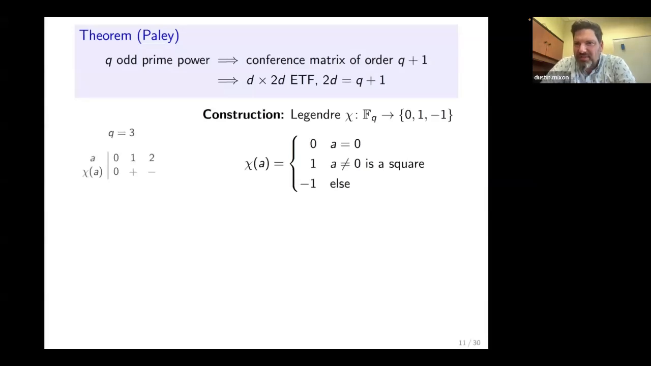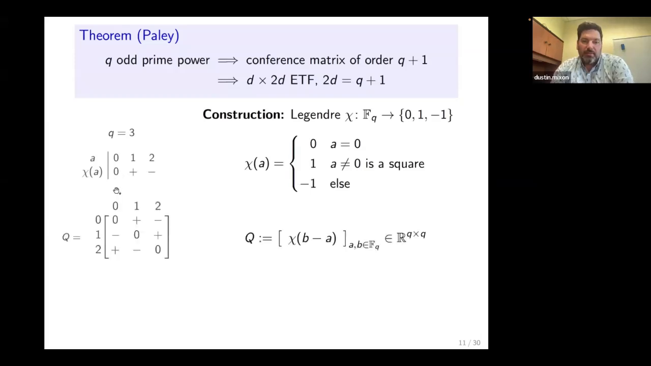Are you a member of this multiplicative subgroup of index 2? If so, it kicks out a 1. Otherwise, it kicks out a -1. So this is a multiplicative character that's going to be available to us. When Q equals 3, it looks like this because 0 maps to 0, 1 is its own square, and 2 is not a square.